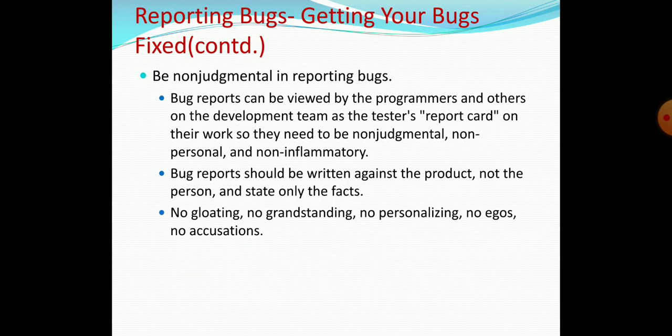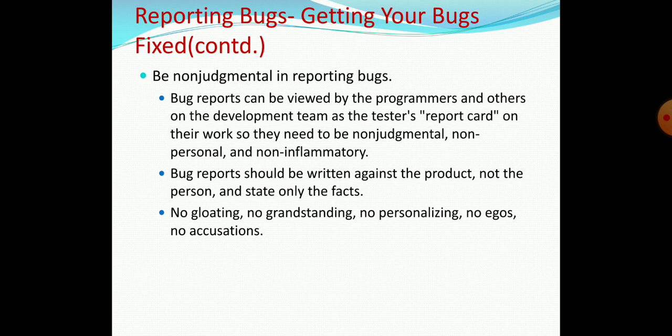Fine. Then again, it should be non-judgmental in reporting bugs. Bug reports can be viewed by the programmers and others on the development teams as a tester's report card on their work, so they need to be non-judgmental, non-personal, and non-inflammatory. Bug reports should be written against the product, not the person, and state only the facts. No gloating, no grandstanding, no personalizing, no egos, no accusations should be there in your bug report.